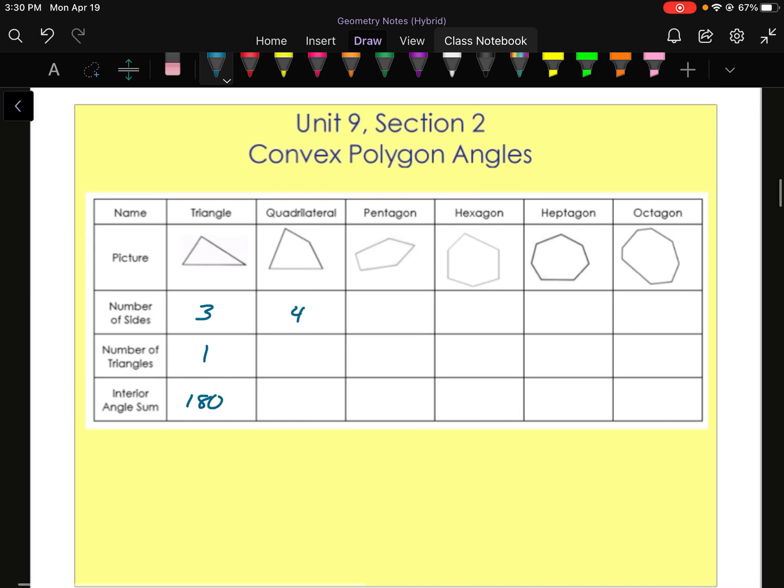Quadrilateral, we have 4 sides. There are 2 triangles. For example, if I just split this one right down the middle, I can make 2 triangles. Each triangle has 180, therefore there are 360 degrees.